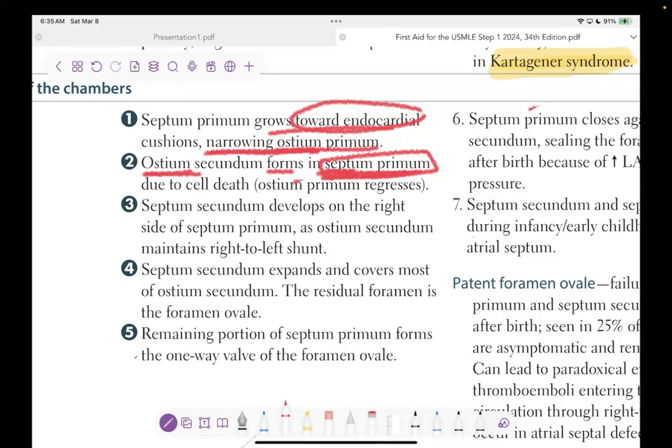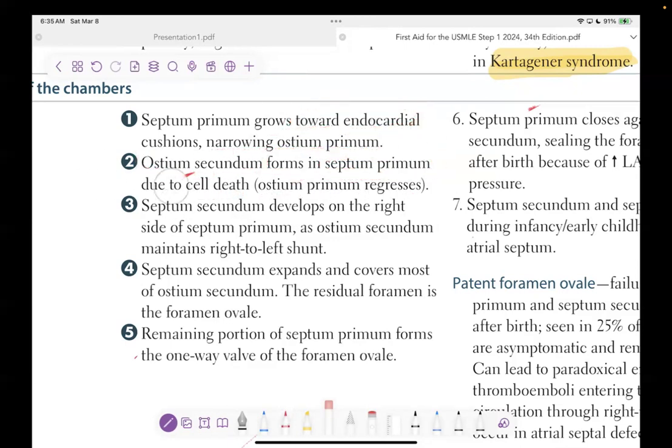On the primary membrane, new holes will appear, and those new holes are due to cell death. How does cell death happen? A part of the ostium primum regresses. Small perforations are made in the septum primum to make a big hole between the right side and the left side of the heart, and this hole is called ostium secundum. We already know that, right?